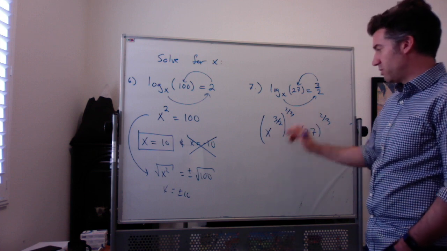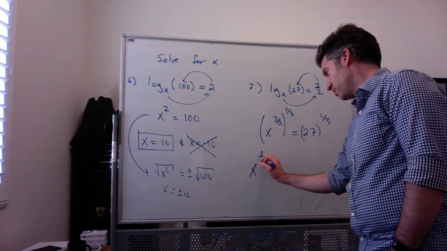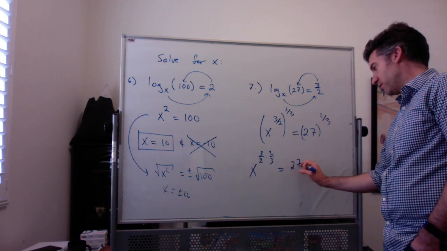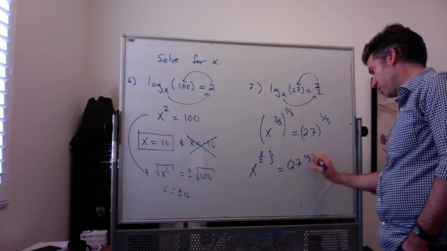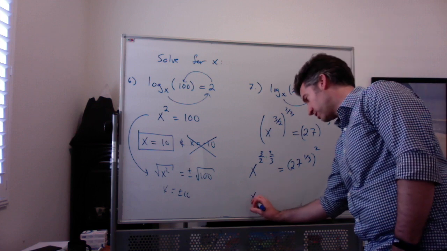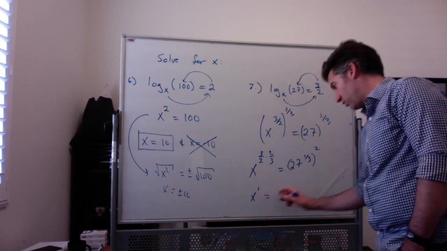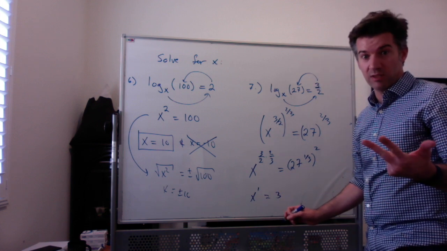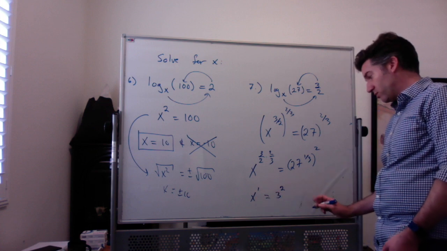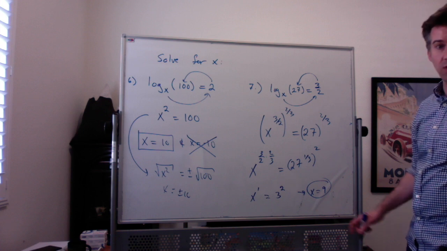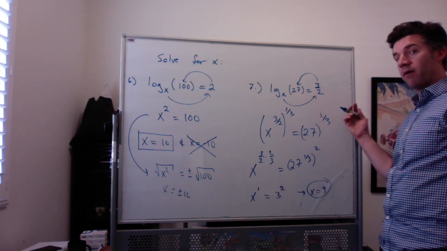So x to the 3 halves to the 2/3, we can multiply those powers. And 27 to the 3 halves, I'm going to write that as 27 to the 1/3 to the second. 3 halves times 2/3 is 1, so this is x to the 1, which is just x. And 27 to the 1/3, or the cube root of 27, is 3, because 3 times 3 times 3 is 27. So x to the first equals 3 squared, or x equals 9. So that's the solution here: log base 9 of 27 is equal to 3 halves. Okay, a couple other things.